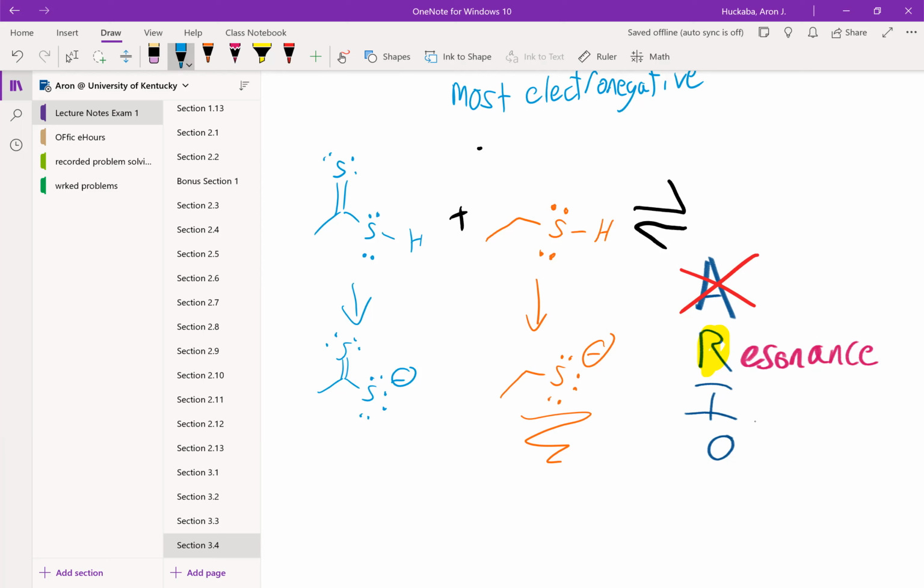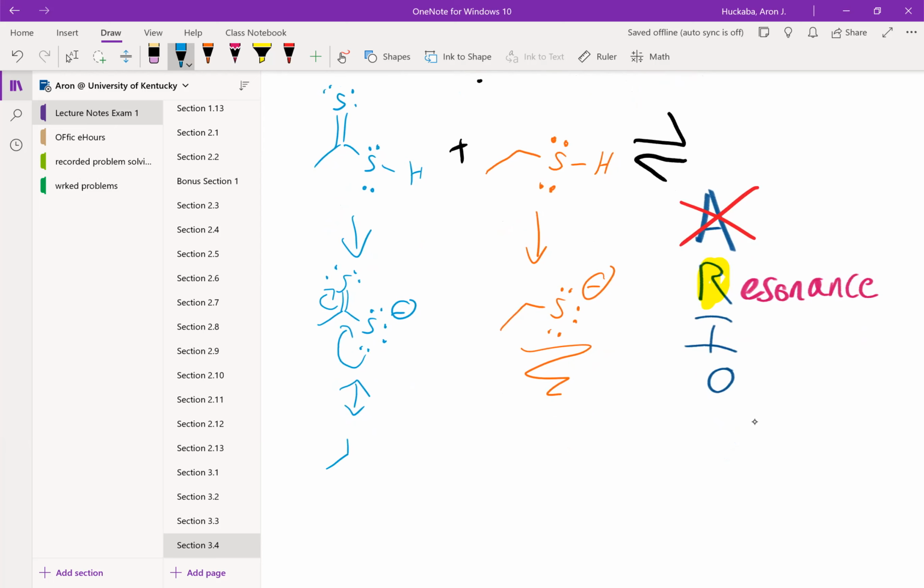However, in the blue one, we can, right? Because in the blue one, we have this type of structure that could be possible. Let's give ourselves a little more room here. There we are. And so now 2 atoms can share the negative charge instead of just the 1. So this is actually the most stable conjugate base by the R of ARIO.